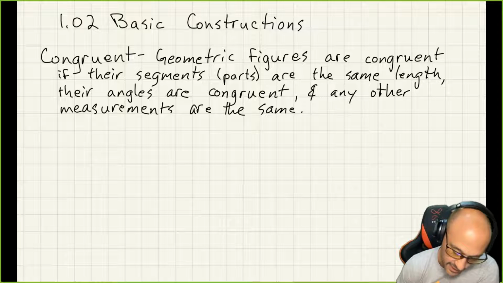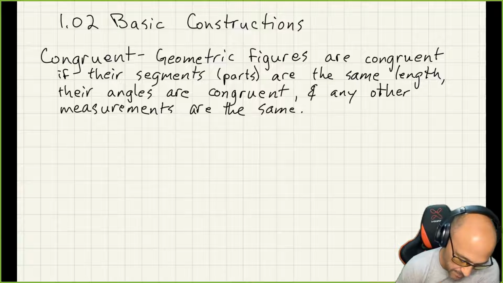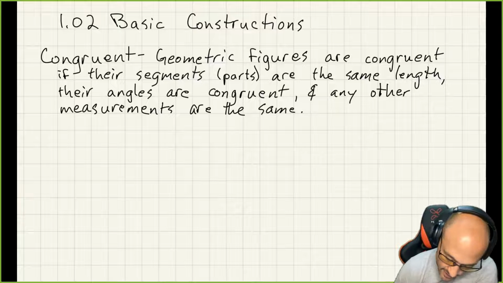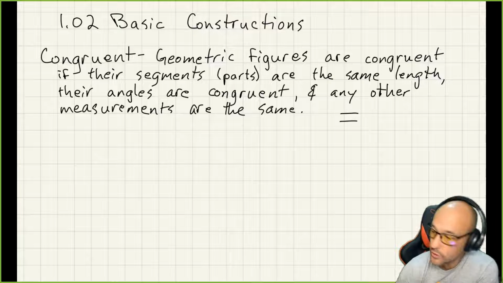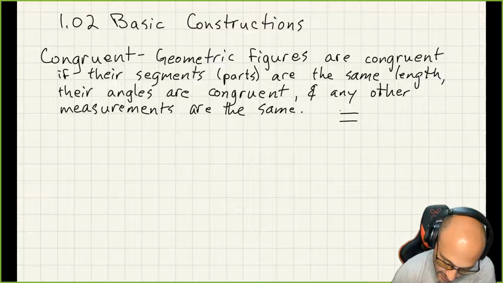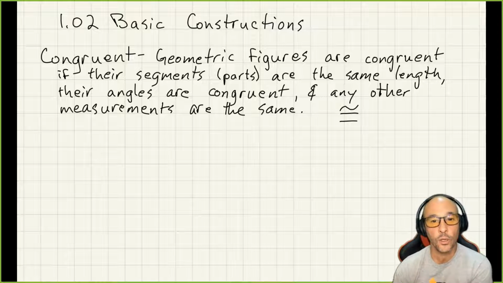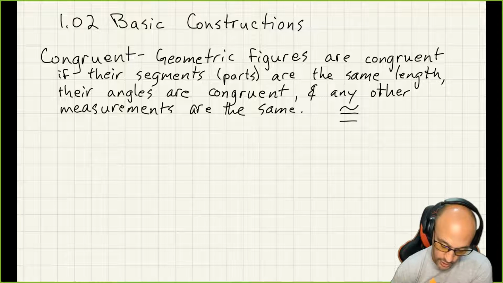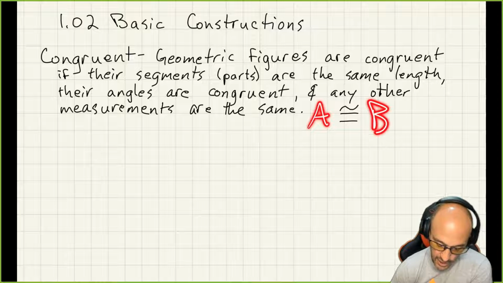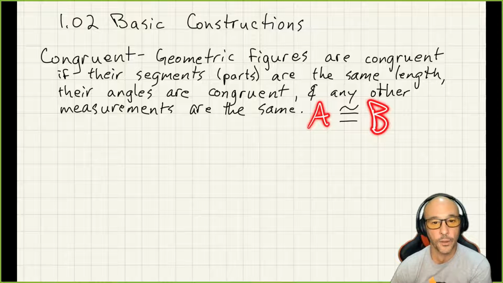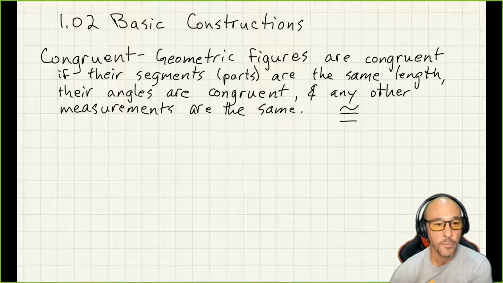And we use a sign. The symbol for congruence is like this. It's two lines, like an equal sign, with a squiggly line over the top. So we say that shape A is congruent to shape B, like that. That's what we do. All right.